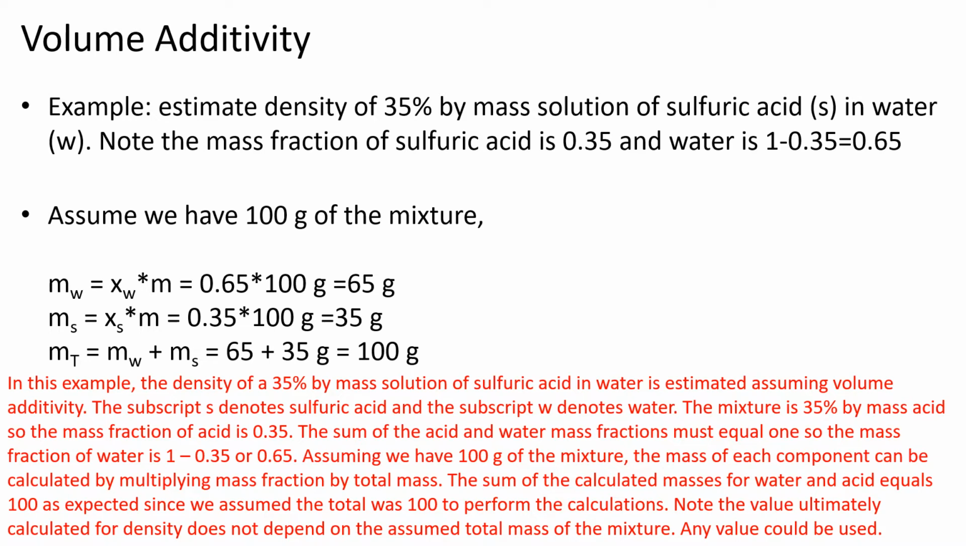The sum of the calculated masses for water and acid equals 100, as expected, since we assumed the total was 100 to perform the calculations. Note the value ultimately calculated for density does not depend on the assumed total mass of the mixture. Any value could be used.